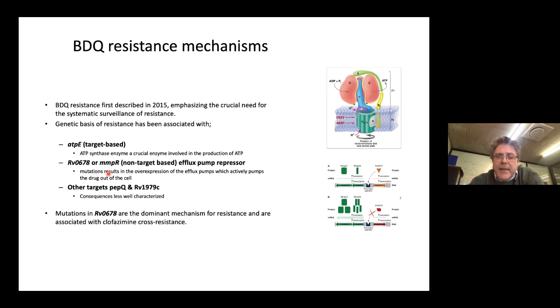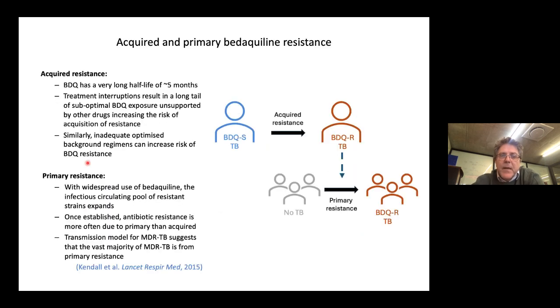And what that effectively does is that the efflux pump, which pumps the bedaquiline out of the cell, gets overexpressed and overactive, and so the drug gets pumped out of the cell. And then there are some other targets, the pepQ or Rv1979c, and the consequences of those are less well characterized. But as noted, Rv0678 is the predominant mechanism for bedaquiline resistance.